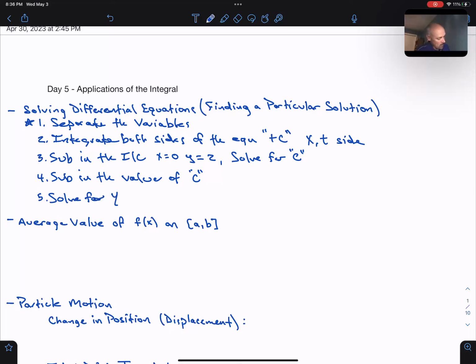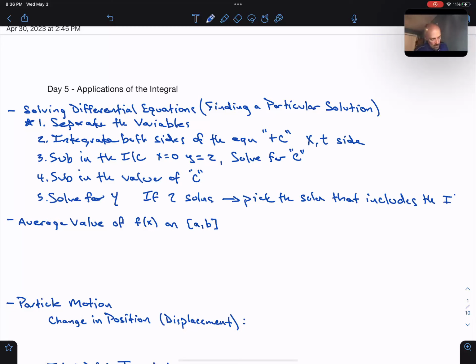Okay. We want to make sure if we get two solutions, we pick the solution that includes our initial condition. So in this case here, if we go back, the initial condition was x is 0, y is 2, and we get y is equal to plus or minus, square root or something like that. Then we need to take the positive root in order to be able to come up with a positive 2 for y.